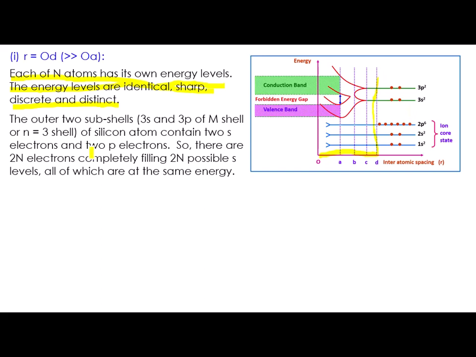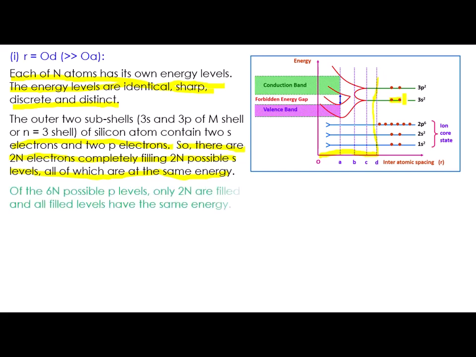So, the outer subshells 3s and 3p of the n equal to 3 shell of a silicon atom contain 2 s electrons and 2 p electrons. In total, for n number of silicon atoms, there will be 2n electrons completely filling 2n possible s levels, all of which are at the same energy. So, for n atoms, this 3s level is completely filled with 2n electrons.